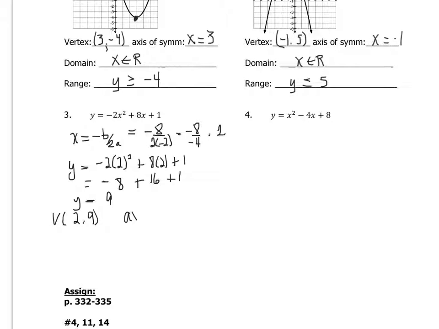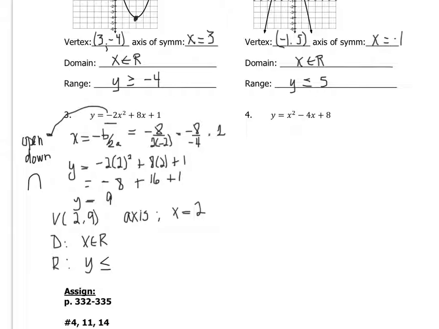And the axis of symmetry would be x equals 2. And the domain would be all real numbers. And the range, because this graph has a negative in the front, that means it's going to open down. And that means that the y coordinate of the vertex, the range would be y less than or equal to, because if it opens down, you're going to have a maximum and everything is going to be below that. So y is less than or equal to the y coordinate of the vertex, which is 9.